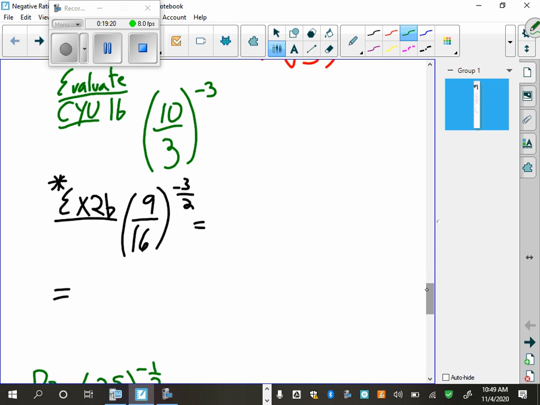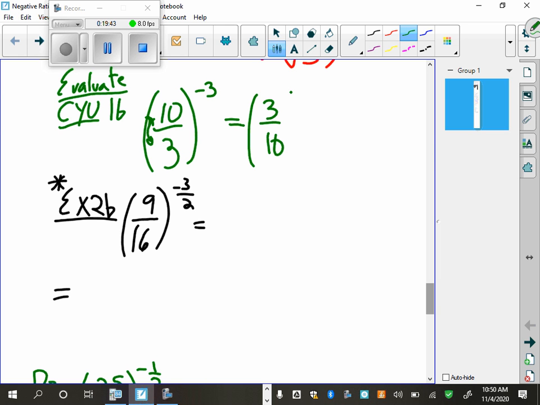First step, I'll talk you through it, is flip the fraction. Everyone flip the fraction in the brackets. This is only if you have a fractional base and a negative exponent. You would not flip it if the exponent was positive 3. Okay, so that's the first step.